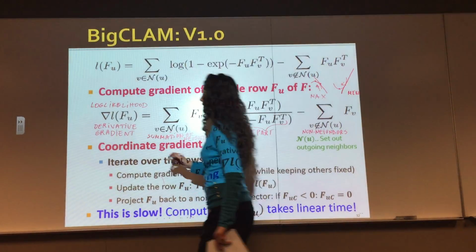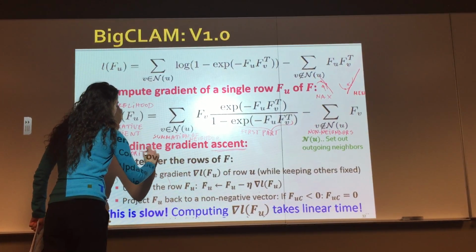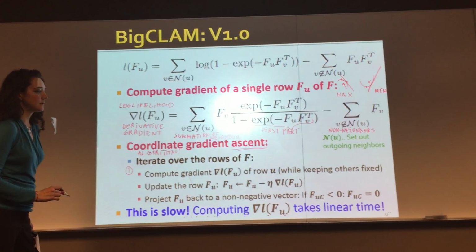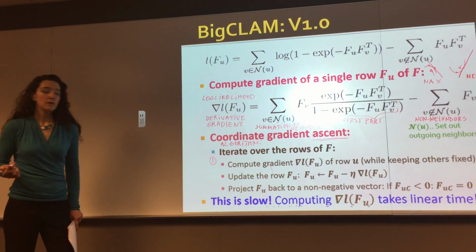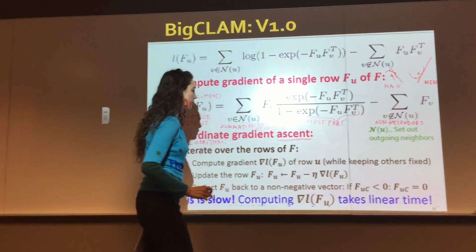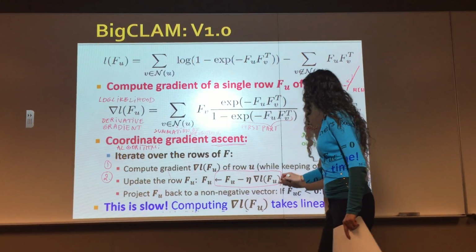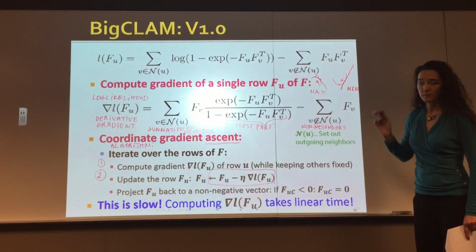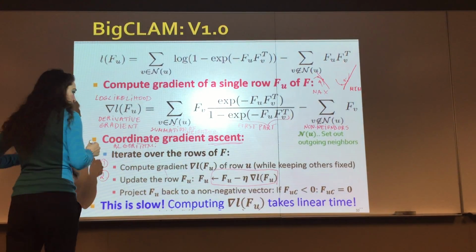So this is the algorithm. This is what we're going to do. First, compute the gradient of the row. Remember, we have a matrix. We're going to take the first row, compute the gradient. Next, we're going to update this gradient a little bit. We're going to move up our function a little bit. That's the second thing that we will do. Move it up.